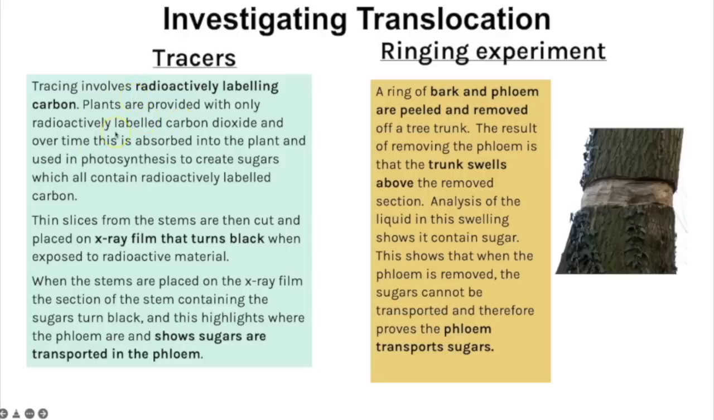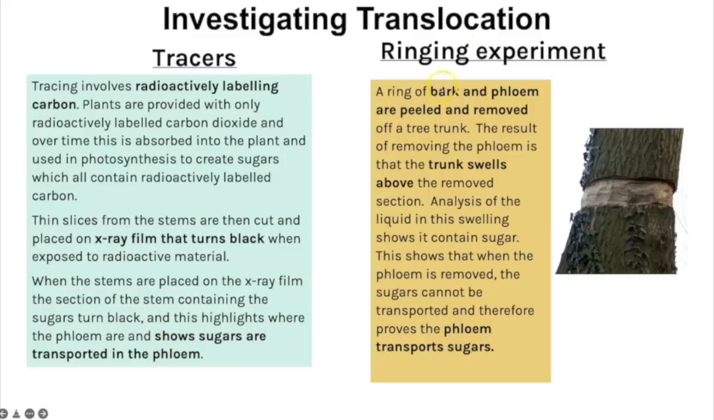Plants are provided with only radioactively labelled carbon dioxide, and over time they'll be absorbing that in through the stomata, using it in photosynthesis, and the organic substances like the sugars created will all contain that radioactively labelled carbon. Thin slices from the stems are then cut and placed on X-ray film that will turn black when exposed to radioactive material. When the stems are placed on the X-ray film, the section of the stem containing the sugars turn black, and this highlights where the phloem are, and it can show the sugars are transported in the phloem, and it also means you can track the route that is taken.